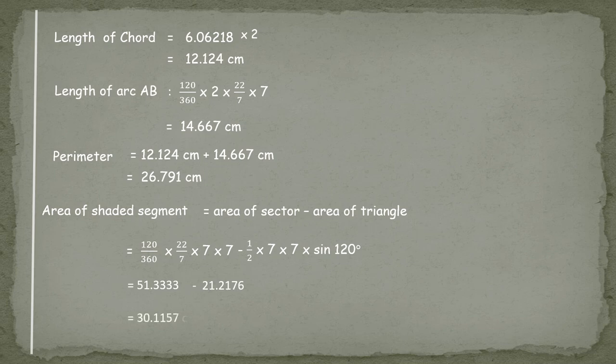Running the substitution into the calculator, we should be in position to verify that the area will be 51.33 minus 21.2176, and that gives us 30.1157 centimeters squared.